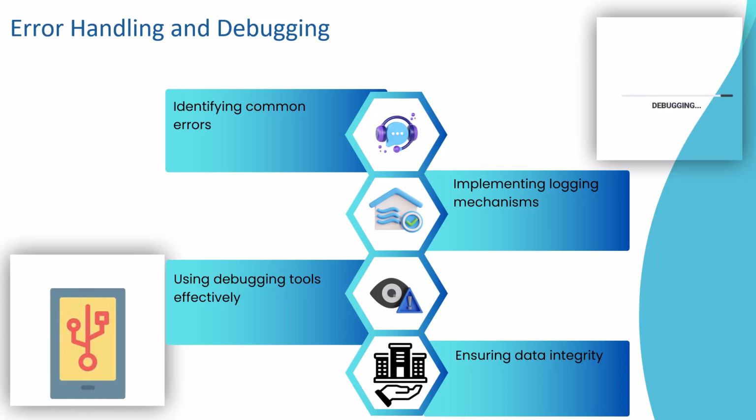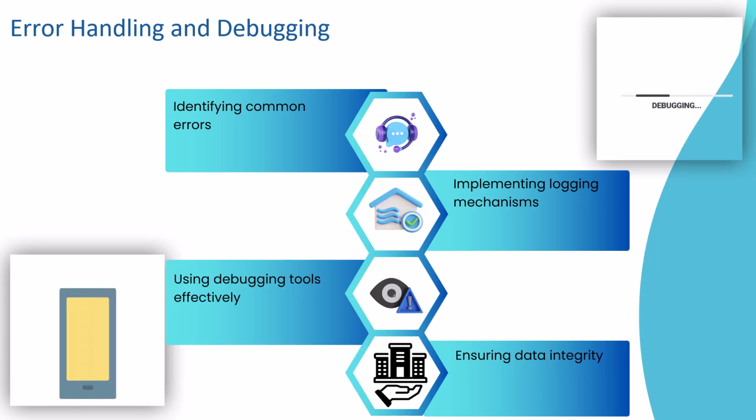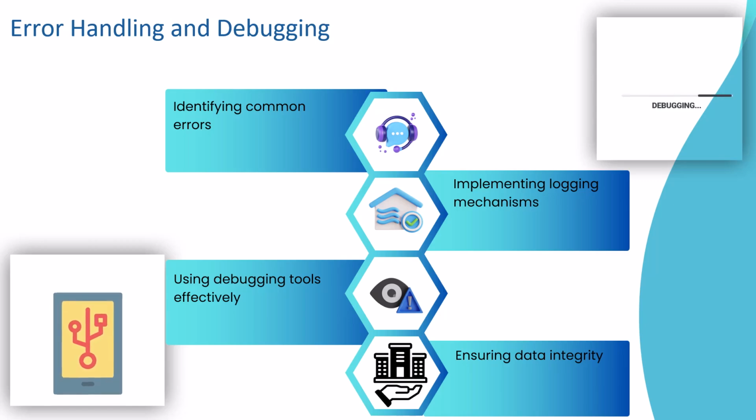Errors are like uninvited guests, they show up when you least expect them. First, we identify common troublemakers. Then logging helps us keep track of what went wrong, kind of like a detective's notebook. Debugging tools are our magnifying glass to zoom into the issue. And ensuring data integrity makes sure our data stays reliable. With these techniques, we can turn debugging from a nightmare into a victory.